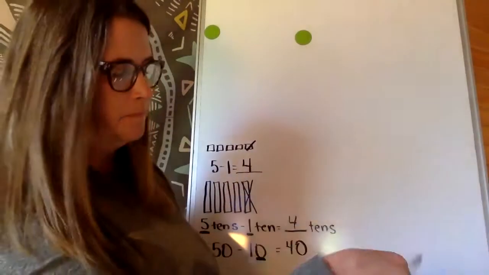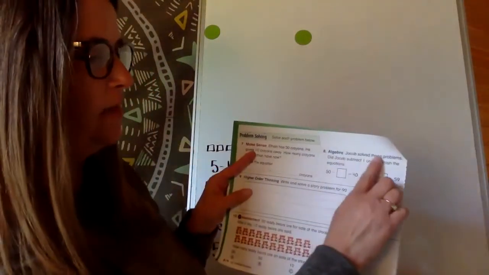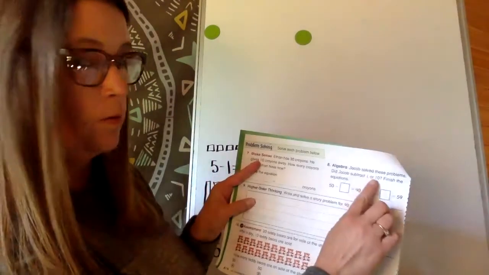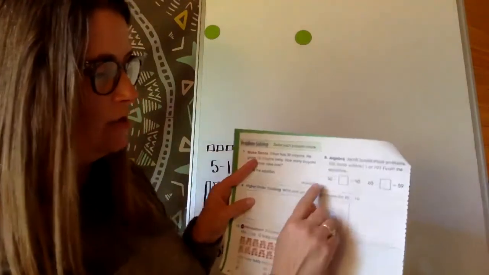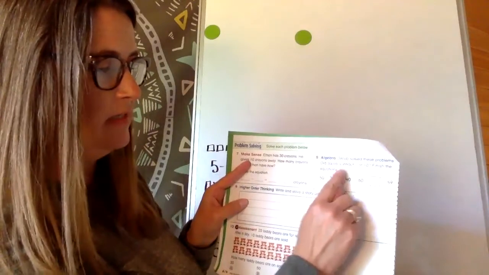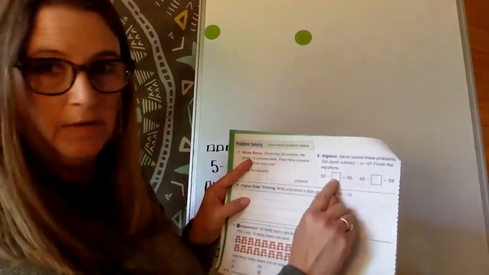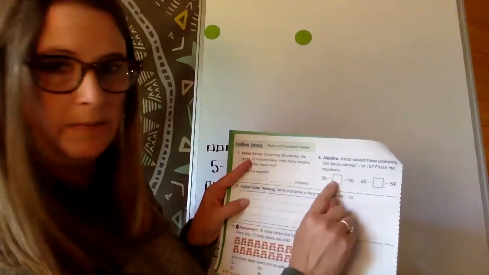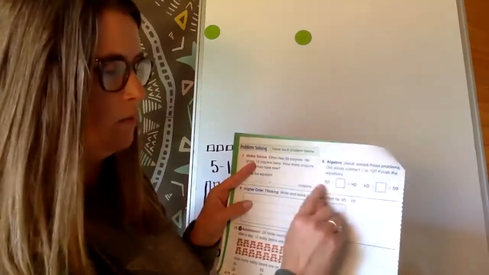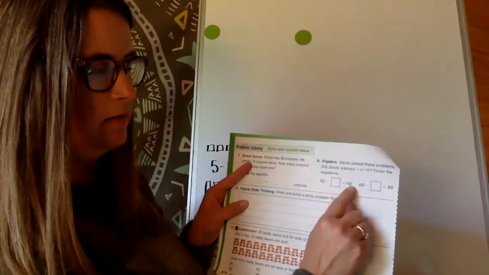Number 8 says Jacob solved these problems. Did Jacob subtract 1 or 10? Now be careful on this one because it might be tricky. Finish the equation. So he starts out with 50. He takes some away. You're going to have to decide, did he take away 1? Well, I'll put a 1 in that box. Or did he take away 10? Well, I put a 10 in that box. And it equals 40.